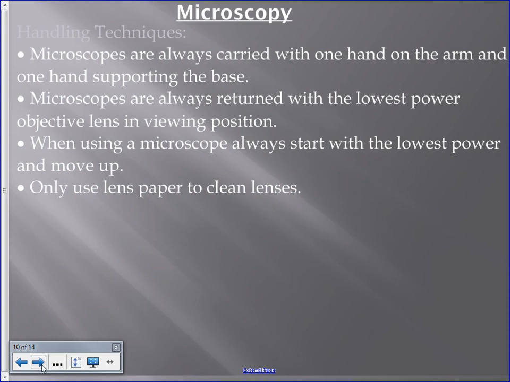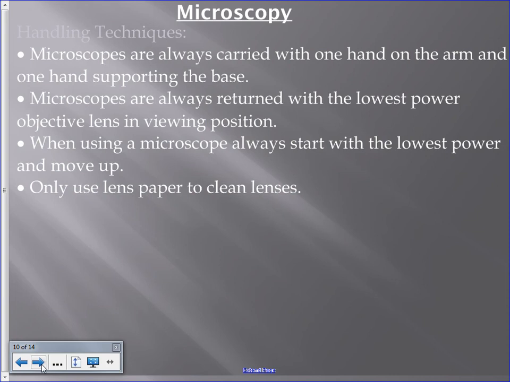Then down below here you have the ability to adjust light levels, and contrast and things like that, with the condenser lens and condenser diaphragm. So those are kind of the parts of the microscope.